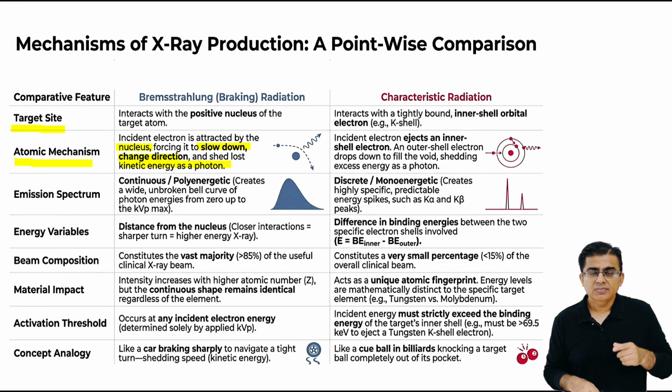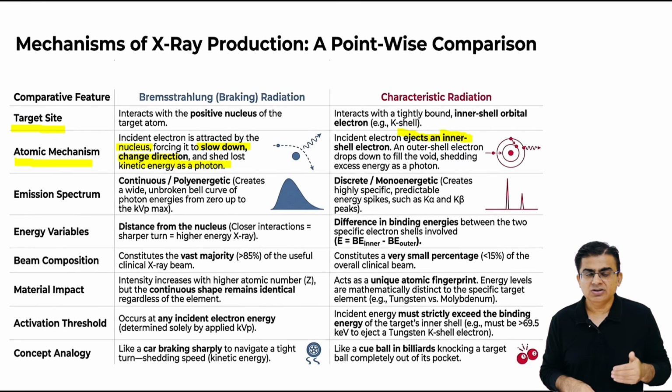However, the characteristic mechanism is completely different. The incoming electron forcefully ejects an inner shell electron completely out of its orbit. To fix this highly unstable empty space, an outer shell electron immediately drops down. It must shed its excess energy as a single X-ray photon to perfectly fit into the lower space.